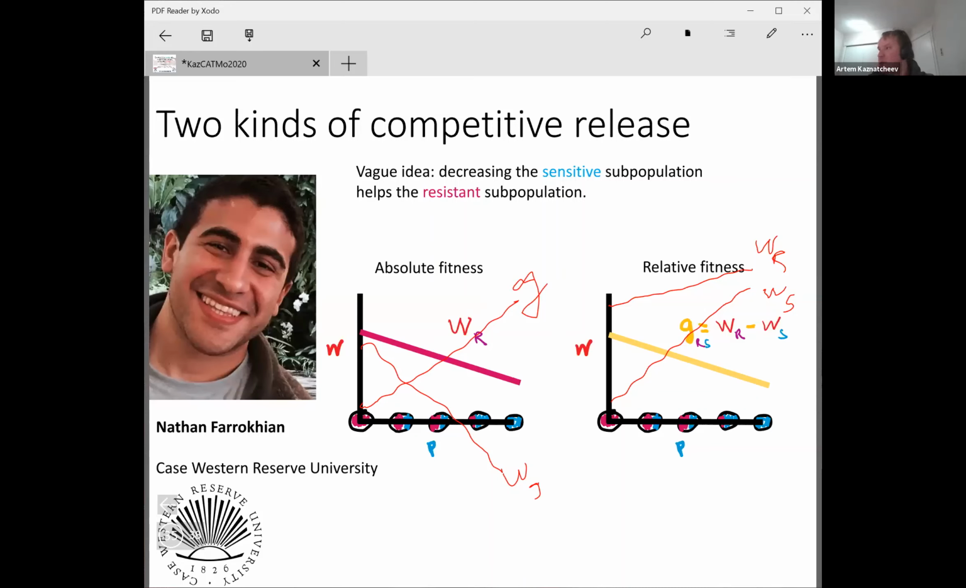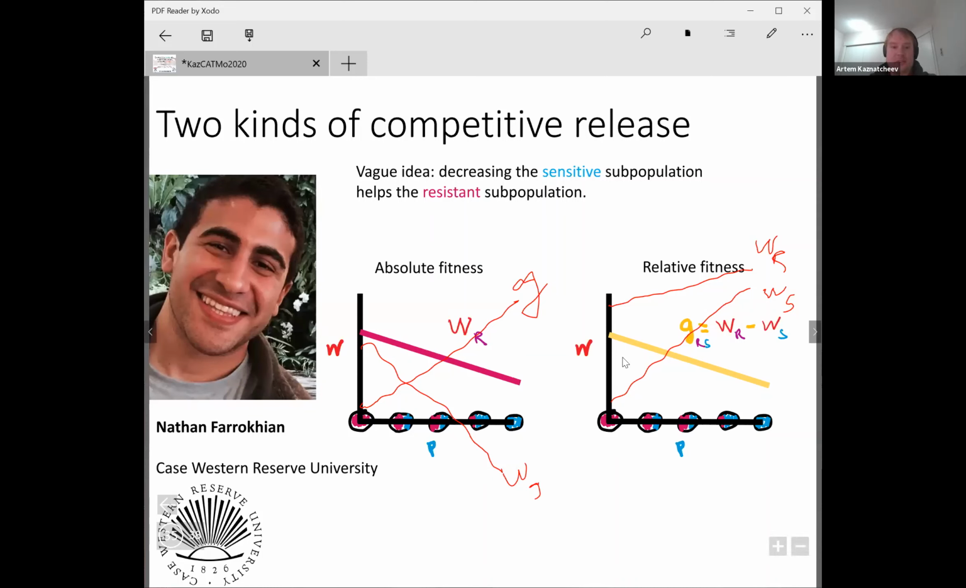and both of them are compatible with the 60s view of competitive release, mostly because a lot of the early work in competitive release focused on populations at carrying capacity, where there's not much of a difference between absolute and relative fitness. But if you're looking at populations that are in the growth phase, there's a very big difference between absolute fitness and relative fitness.